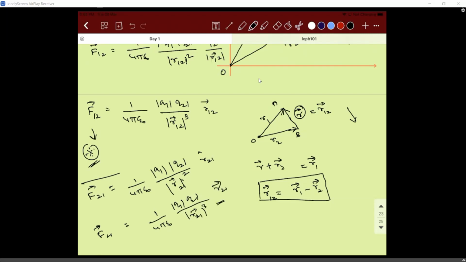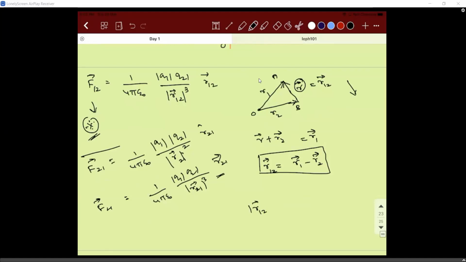But you need to understand one important point. Magnitude of R12 and magnitude of R21 are the same. And how much are they equal to? They are equal to the distance of separation between them. So this is an important point you need to make a note of. Magnitude of R12 is equal to magnitude of R21, which is equal to R itself. Am I right? Clear, guys?